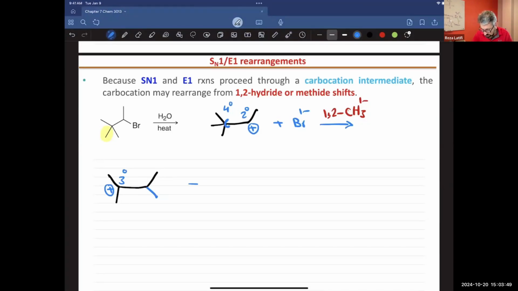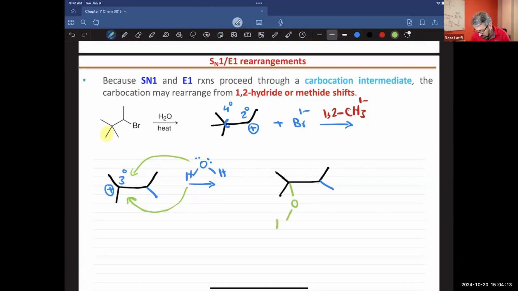Now let's introduce the solvent. This is our solvent, and the solvent will attack the tertiary carbon either from the top or from the bottom. It doesn't matter in this case. What do we get? We get such a product, with OH here. Again, this is a tertiary alcohol, and the tertiary carbocation is more stable.